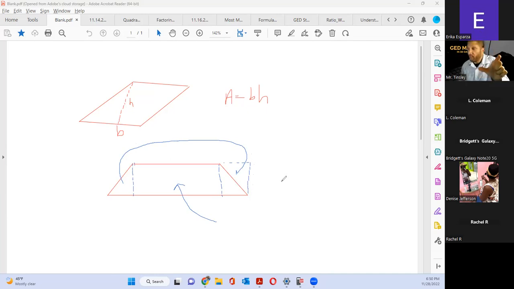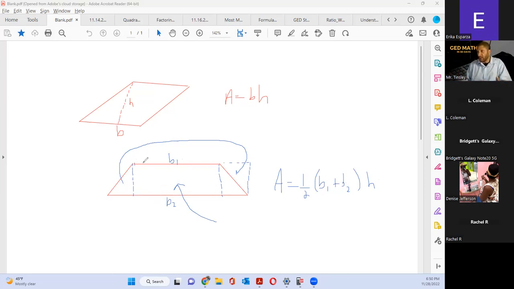This is why the formula for a trapezoid is area equals one half of base one plus base two times the height. Okay, so Mr. Tinsley, where are they getting this one half B1 plus B2? What they're doing is, this is my base one, this is my base two. What do you know about math? When you add something together and divide by how many there are, that's my average.